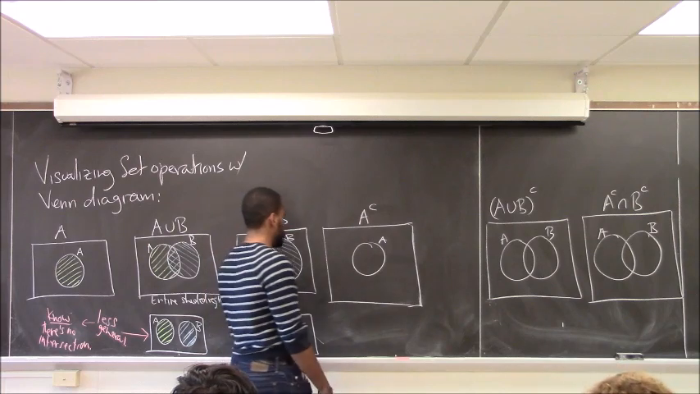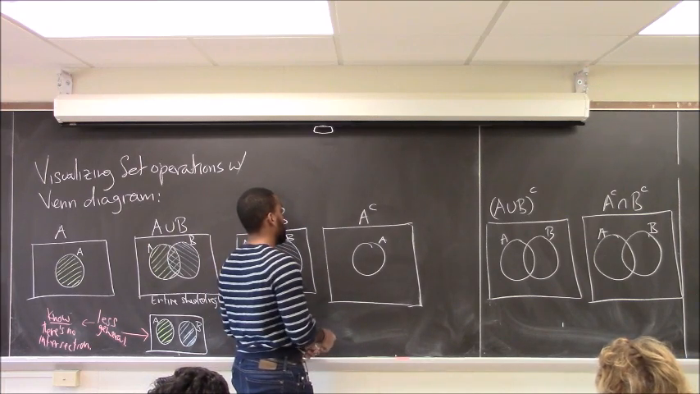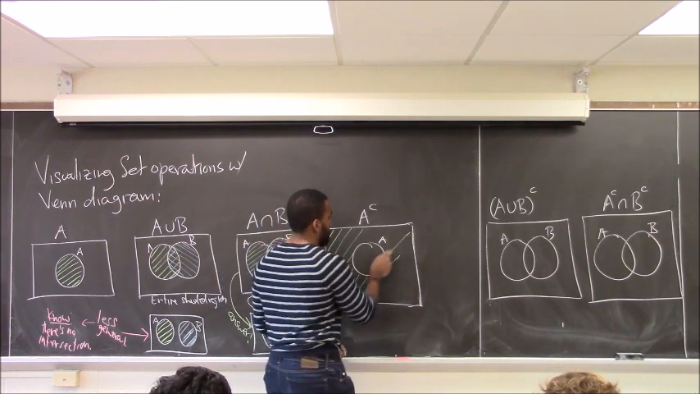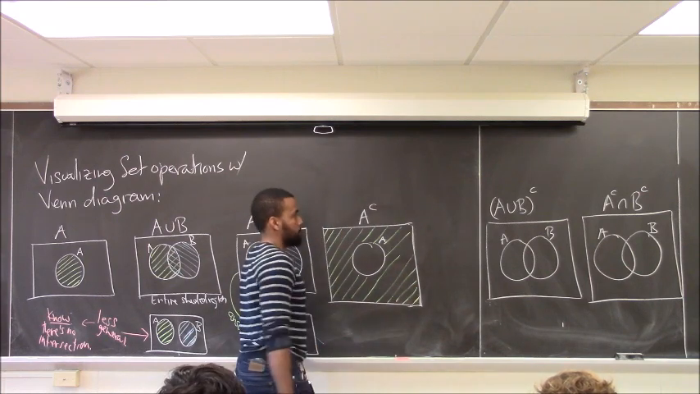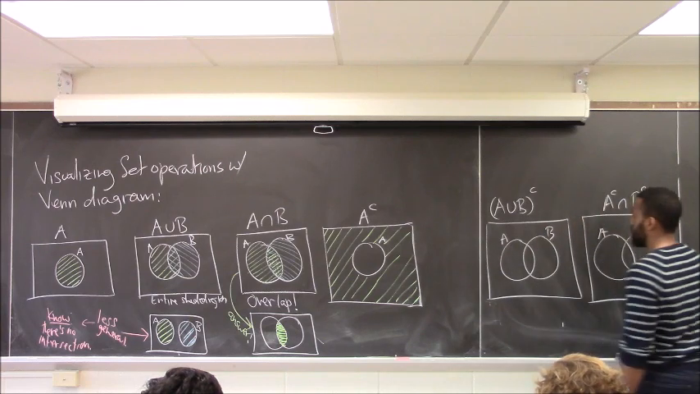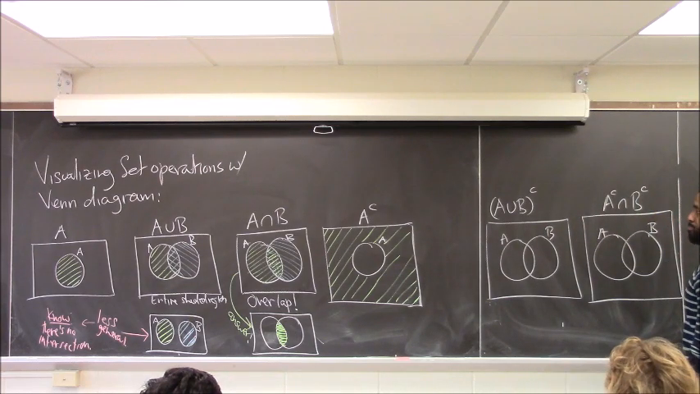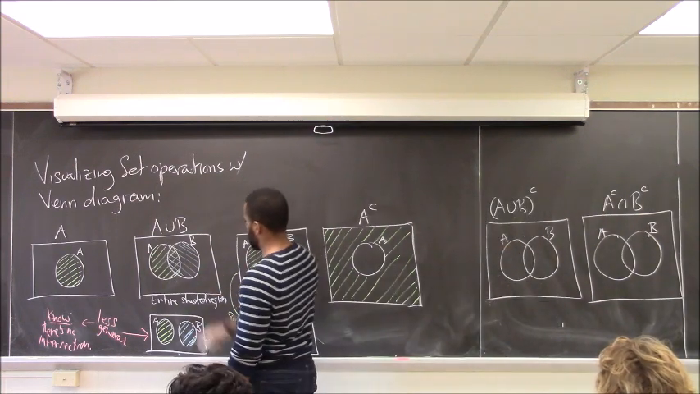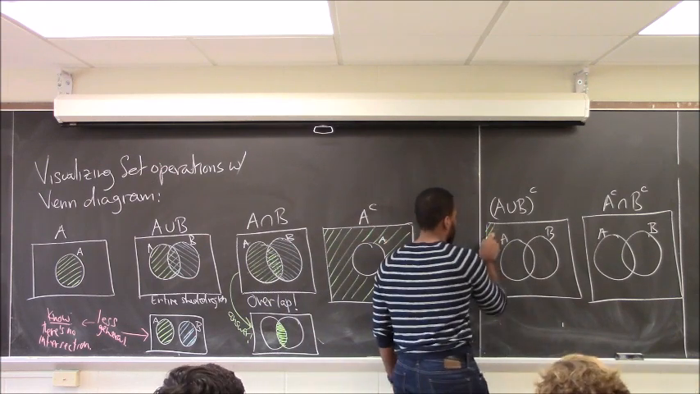A complement, where is that? The box that's not in the circle, so it's everything out here. Okay, let's move here. What is A union B complement? Everything outside the circles. A union B was this, both circles shaded. The complement is simply everything outside of that.